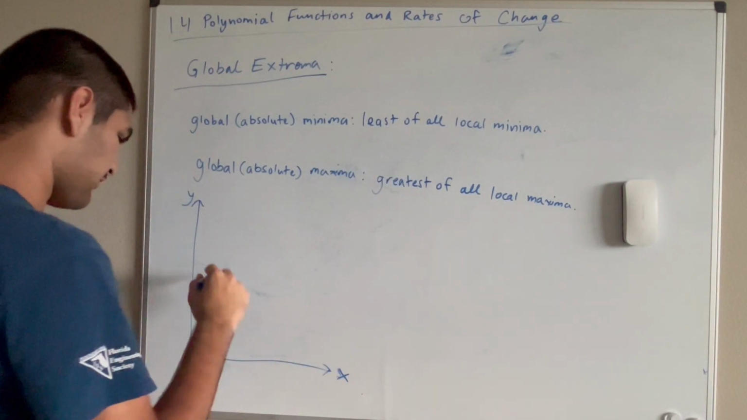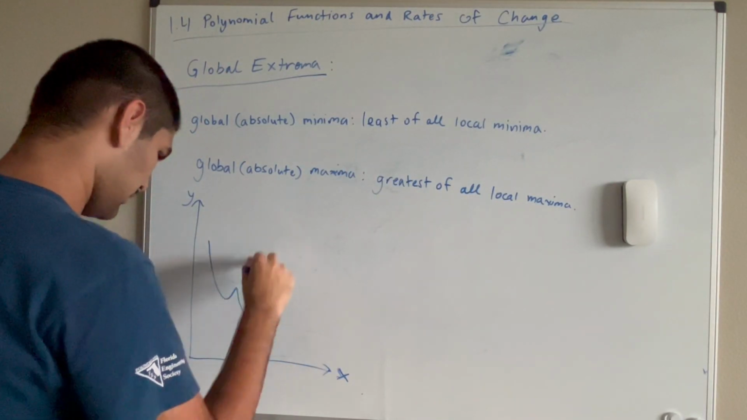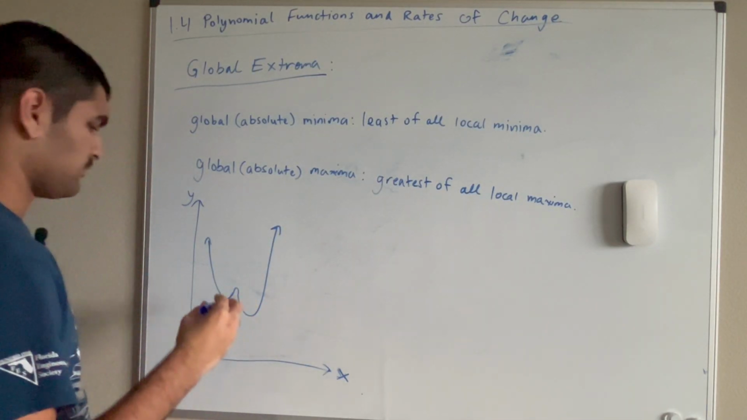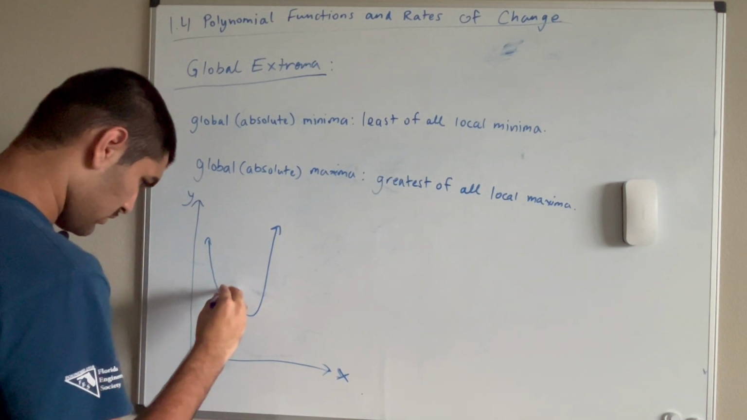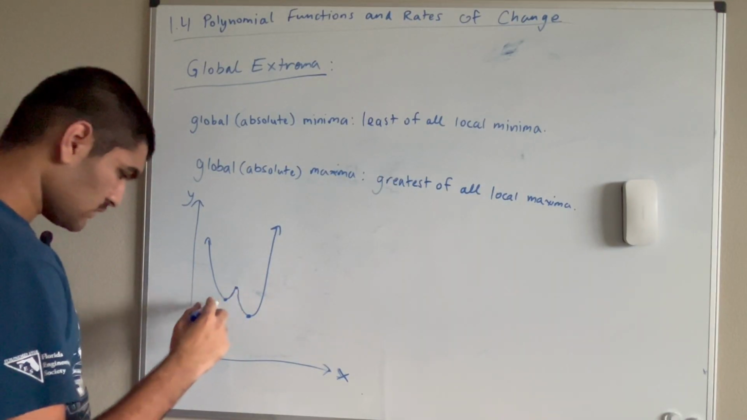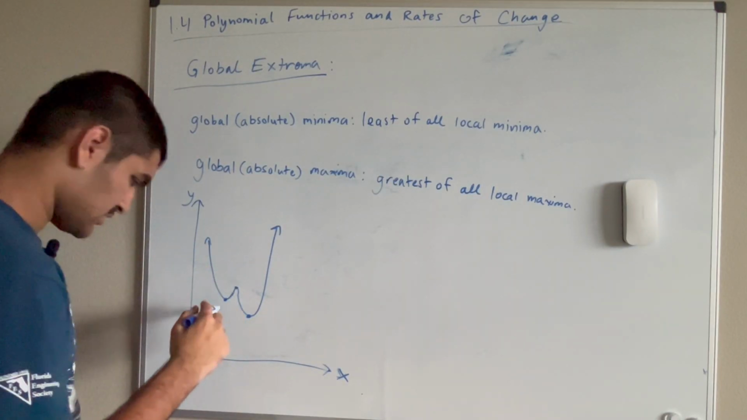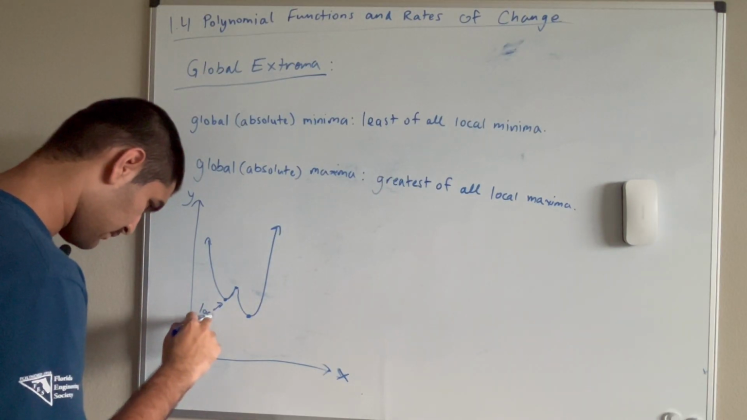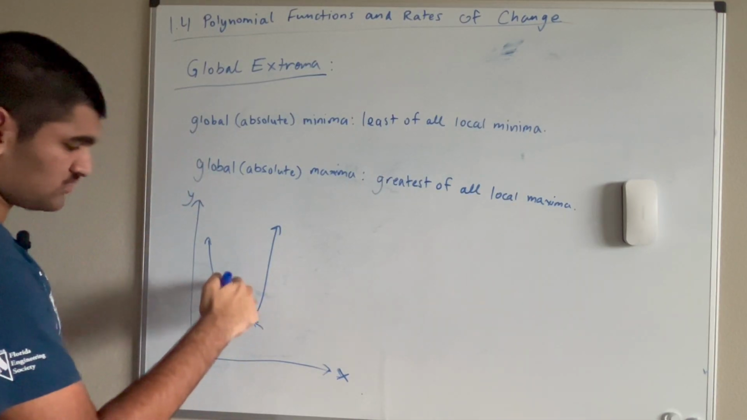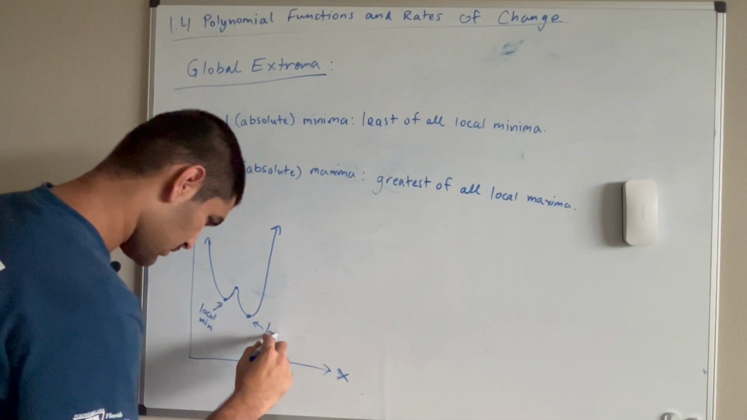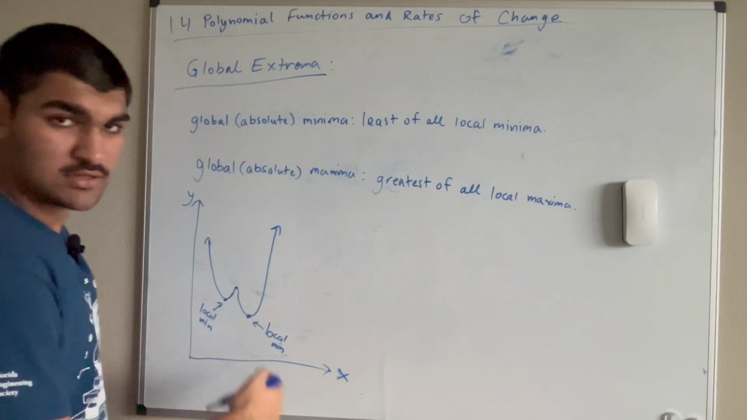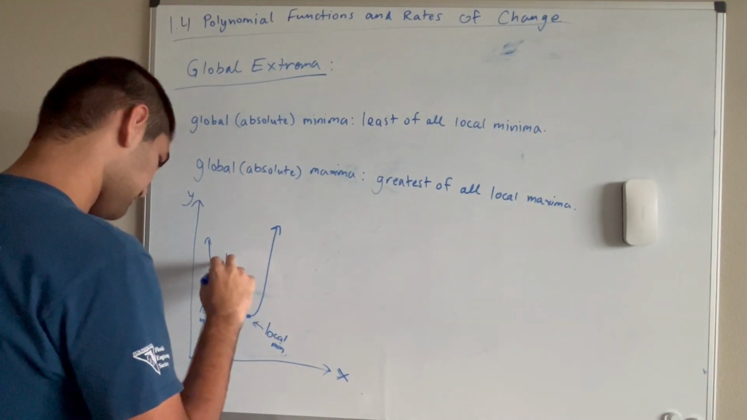Okay, so let's say you have some function that looks like this. You have 3 extrema, and so this one switches from decreasing to increasing. This is a local minima. This one also switches from decreasing to increasing, so this is also a local minima. And then this one goes from increasing to decreasing, so this is a local max.